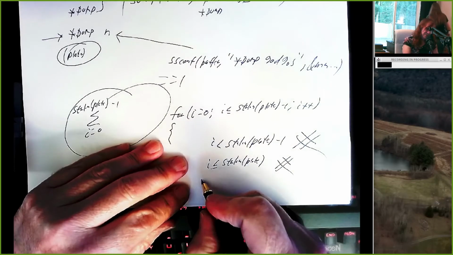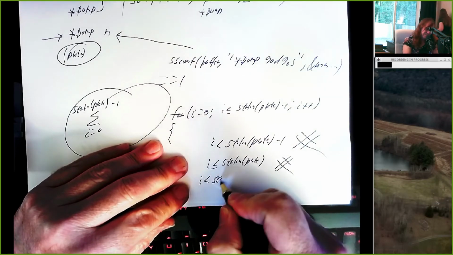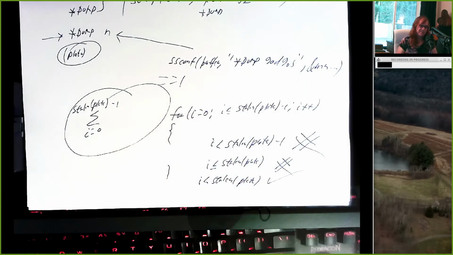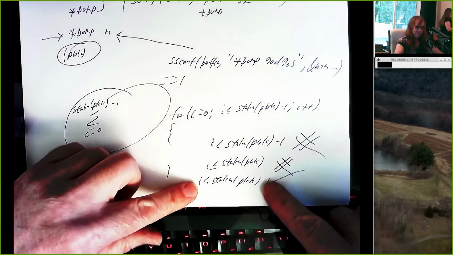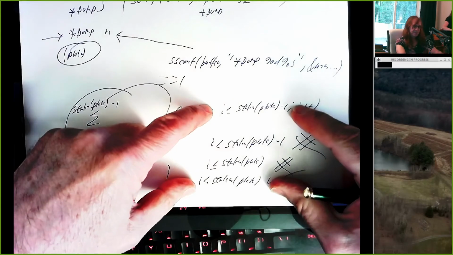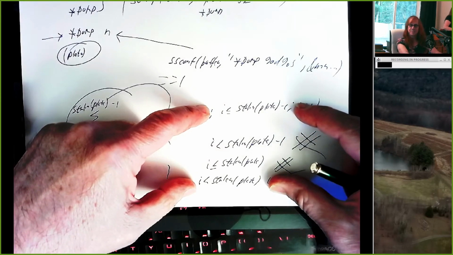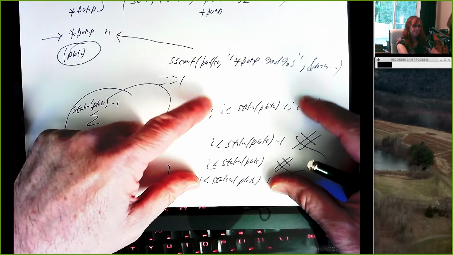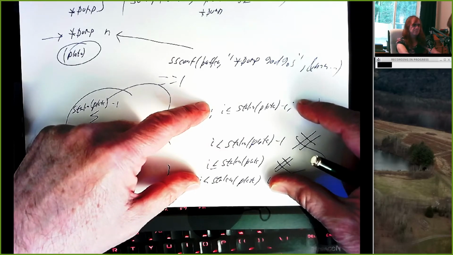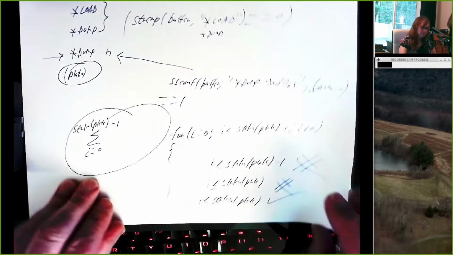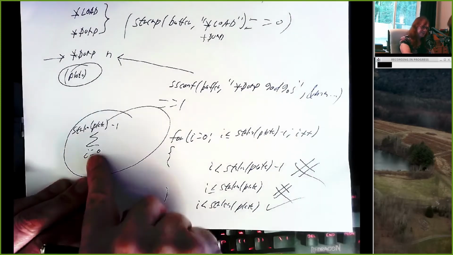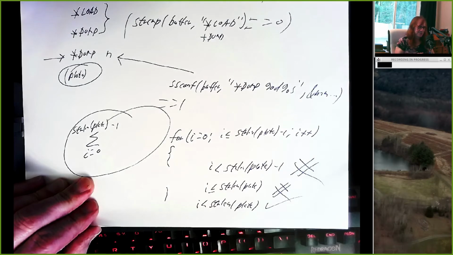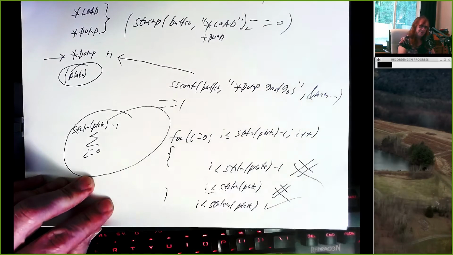You could also do I less than string length of plate. That should work fine. This and this are the same termination condition, because I is an integer. If it's less than string length, it's less than or equal to string length minus 1. So you can take it directly from the formula that you were given for the hash function, but you can also think about it different ways.